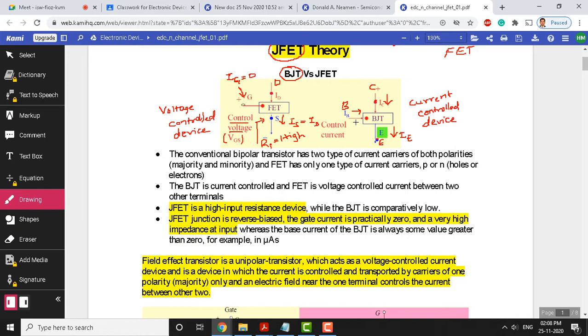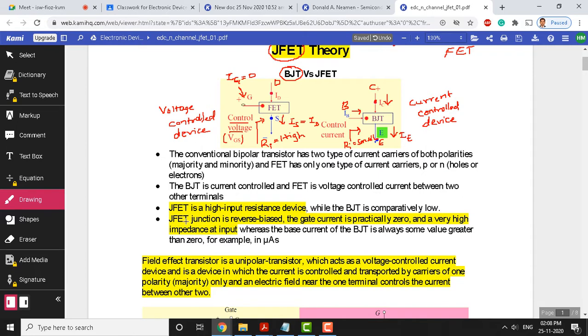So input resistance of BJT is going to be very small. RI is small. Okay. So that's the disadvantage with reference to the BJT. So while BJT input resistance is comparatively low, when we see the input resistance of the FET.